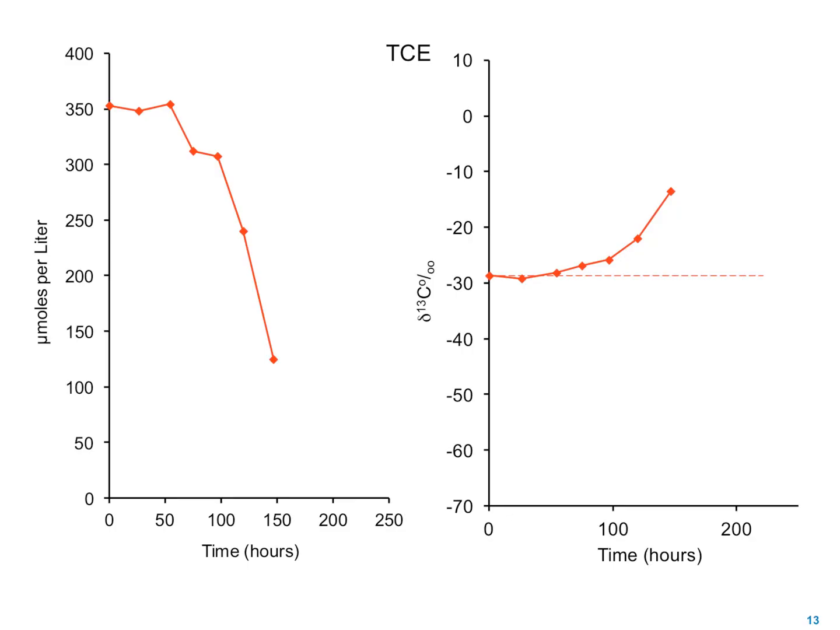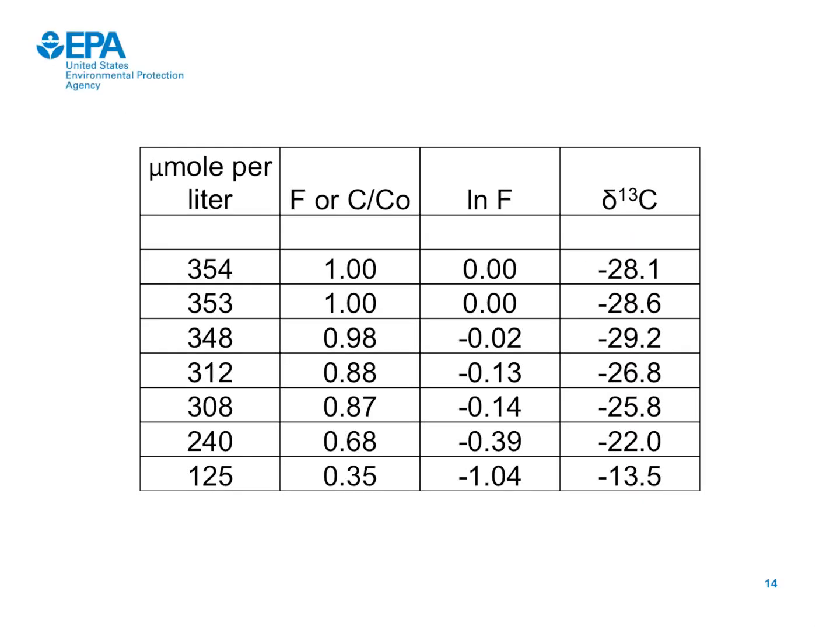So we're going to take this data for TCE and try to extract an isotopic enrichment factor. So you have concentrations of TCE going down over time. You have delta 13C per mil increasing over time. Next slide.